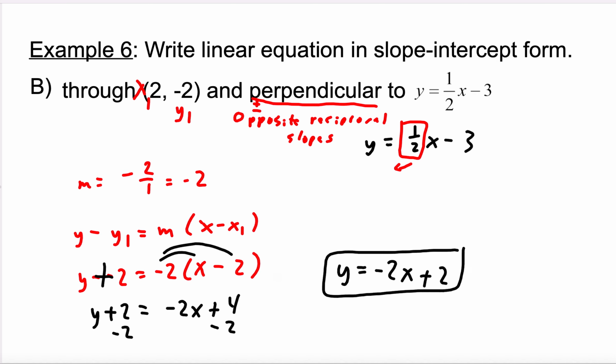So again, perpendicular lines have opposite reciprocal slopes. This one had a positive 1/2, so ours had to have a negative. That one had a 1/2, so ours had to be a 2/1. So -2/1 is just a -2.